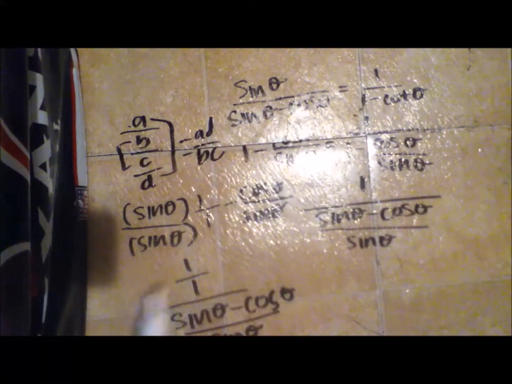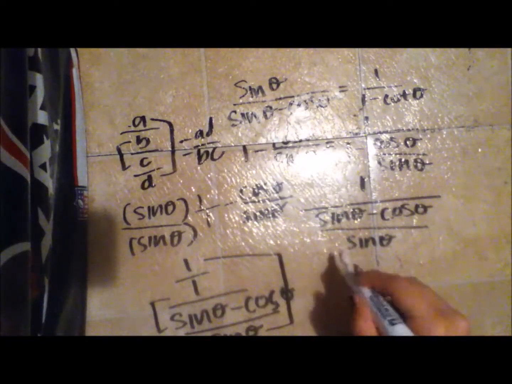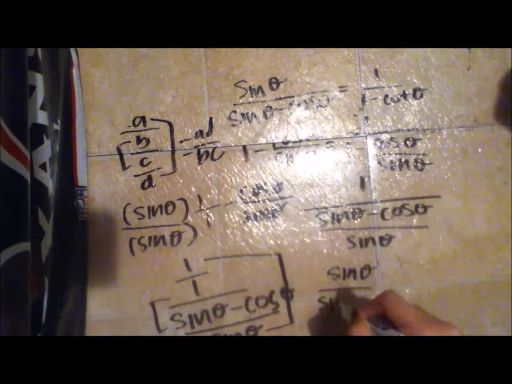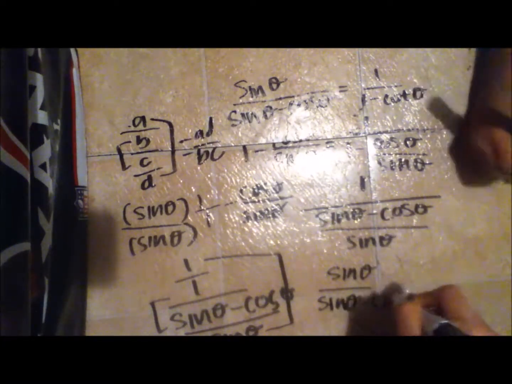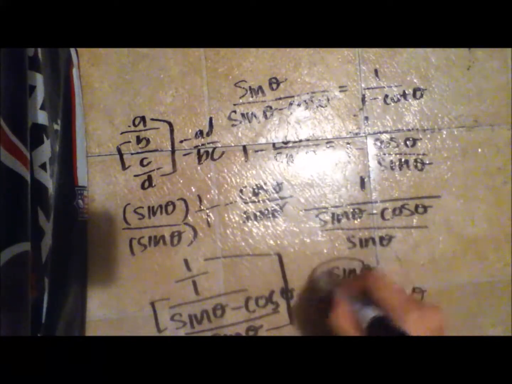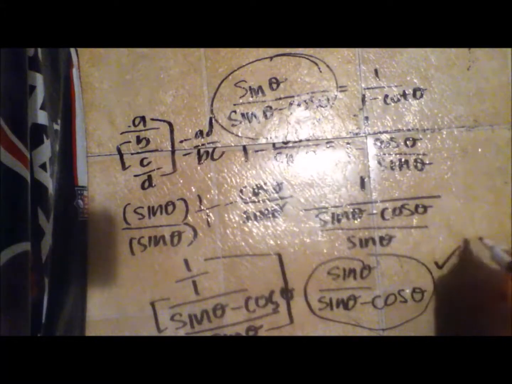Okay, so you will do that with this part, which gives you sine theta over sine theta minus cosine theta. And as you can see, this equals the other side, so it's actually right.